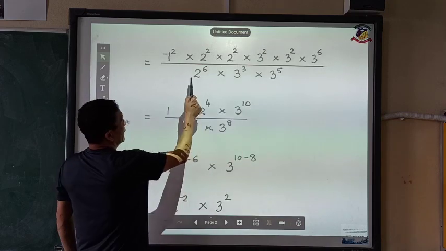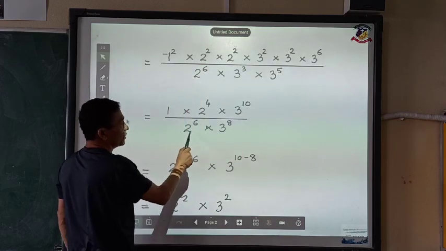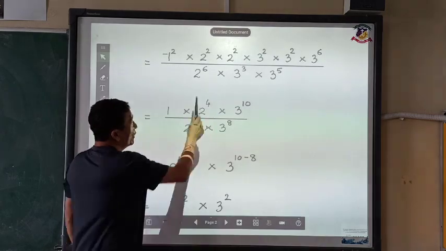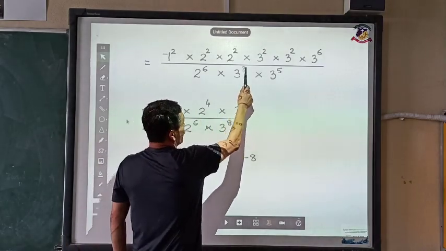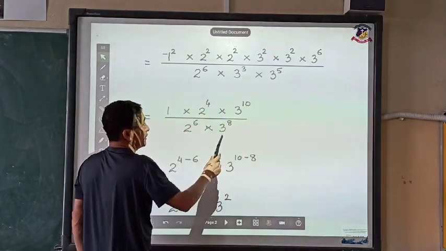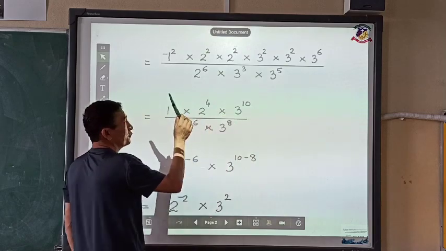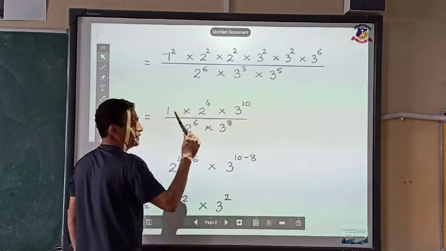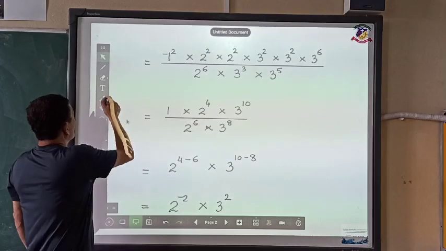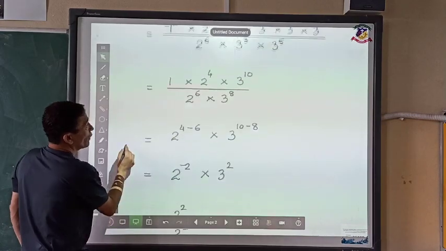Divided by, I've got 2 to the power of 6 here, so I leave it as 2 to the power of 6. Multiplied by 3 to the power of 3 multiplied by 3 to the power of 5 will give me 3 to the power of 3 plus 5, that is 8. Next slide.